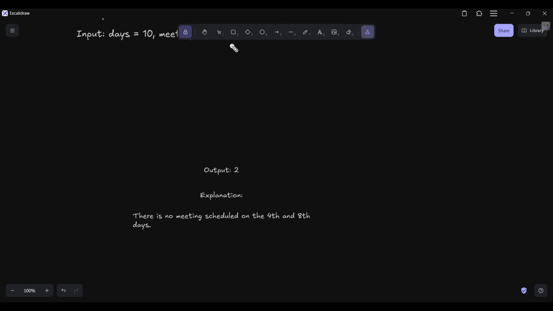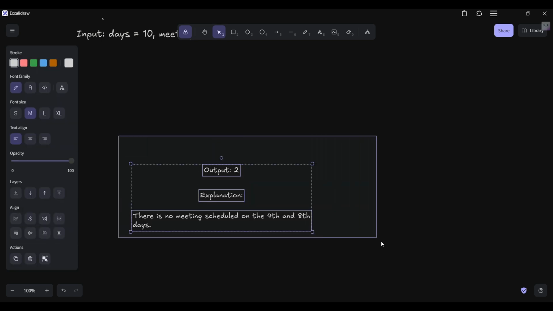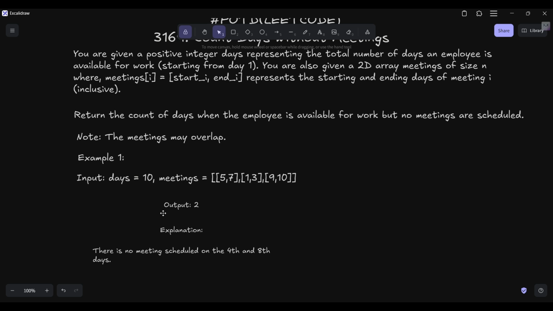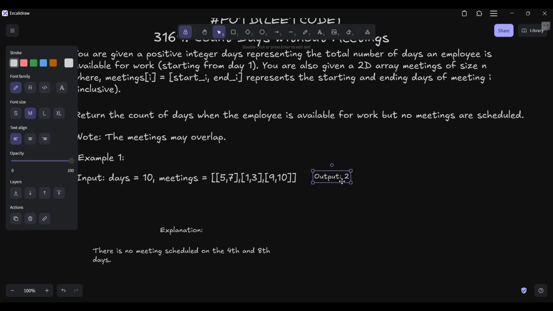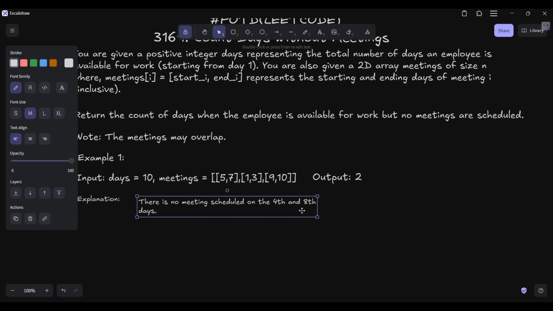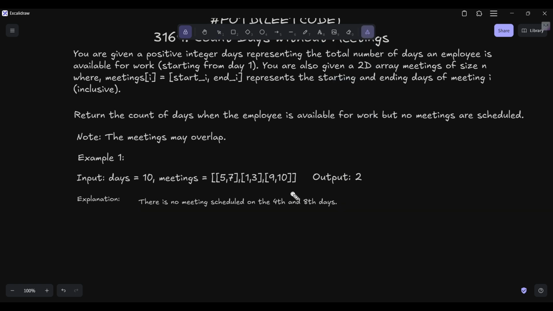So let's take this explanation. I have written the output also, so this is the output. The output is 2 days. You can see the explanation also: there is no meeting scheduled on the 4th and 8th days. You can see from the question also that on the 4th day and the 8th day there is no meeting, and that's why the output is 2, because there are 2 days. So this is the question.